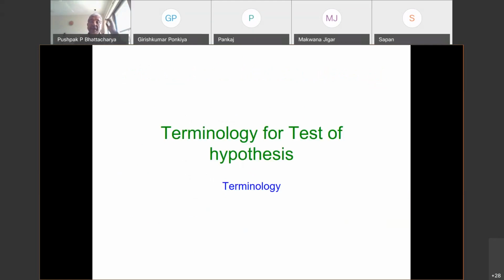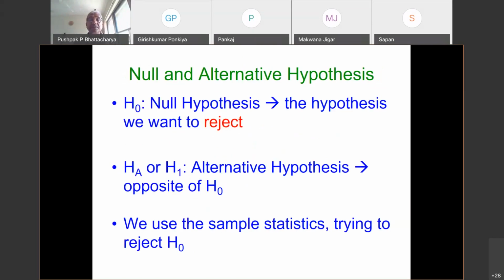Now we introduce the terminology for the test of hypothesis. These are the building blocks for test of hypothesis. First notion is that of null and alternative hypothesis. H0 is the notation for null hypothesis, the hypothesis we want to reject. So look at this red string, reject. We take an adversarial position, an aggressive position. The null hypothesis is the one which has to be nullified. It is a hypothesis we want to reject.